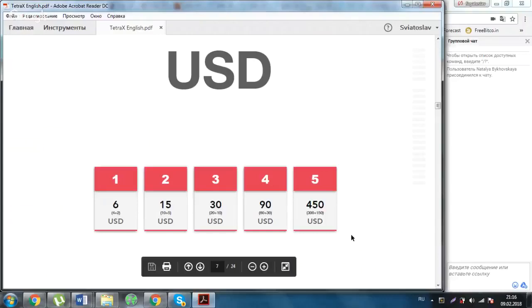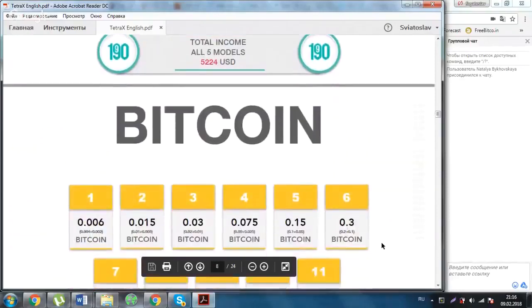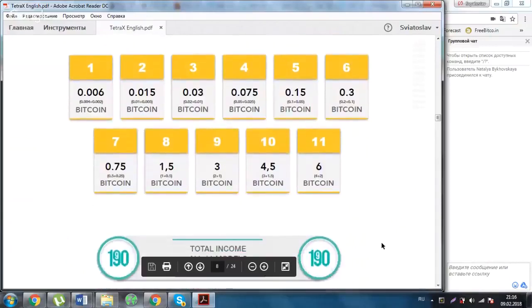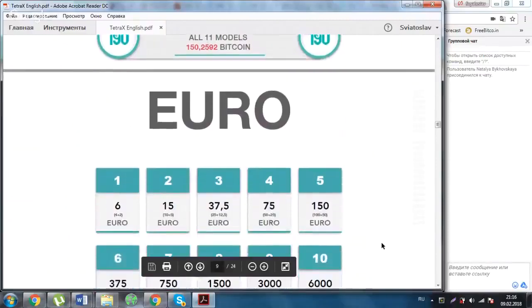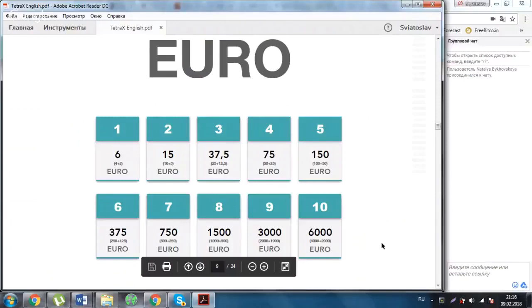Like you can see, it's 5 platforms of US dollar. So Bitcoin, you can see it's 11. It's amazing. It's 11 different levels of your success. And then euro, the best currency in the European continent, you know, it's 10 platforms.